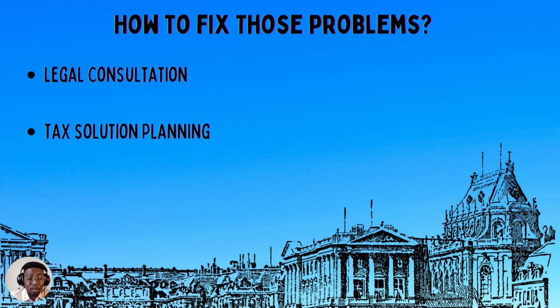So let's talk about how to fix this problem. I'll talk about legal consultation. You can reach out to other countries to see how they're doing, how they're working, how they're putting things together, to better your own country. And also tax solution planning. We have a really good tax system in the U.S., and I do feel like a lot of countries in the world, I'm myself from a different country, need to reach out to the U.S. and see how the taxation system works, so they can learn from the U.S.